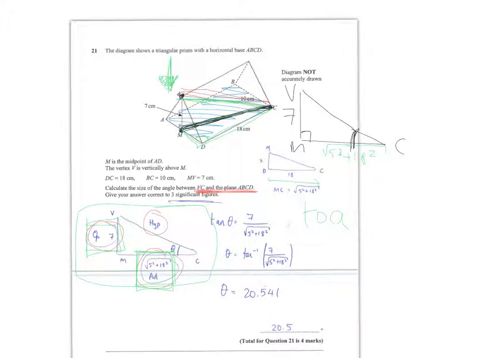So tan theta is 7, my opposite, over root of 5 squared plus 18 squared. So that's what tan theta equals. In order to get the function tan to the other side, I need to inverse it, so tan to the minus 1, or arctan of 7 over root 5 squared plus 18 squared, which if you type in your calculator gives you 20.541, to 3 significant figures is 20.5 degrees.